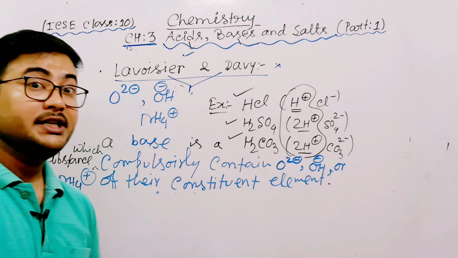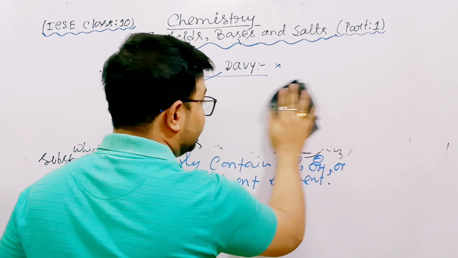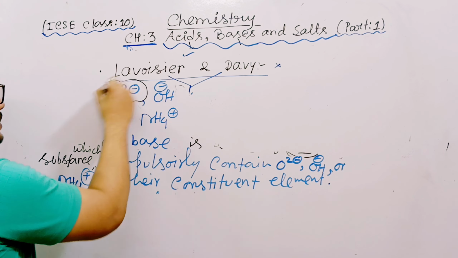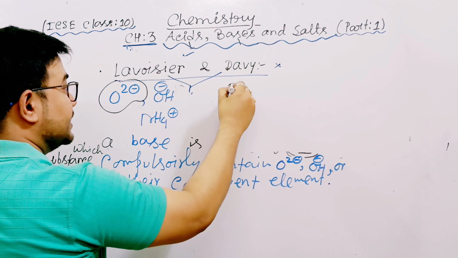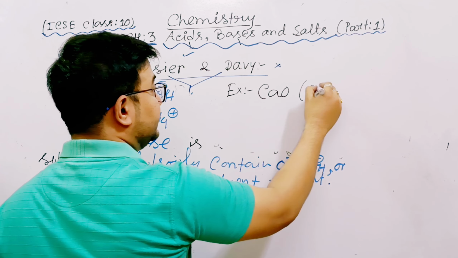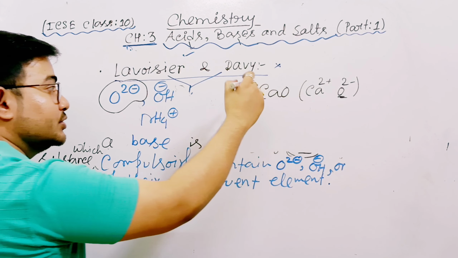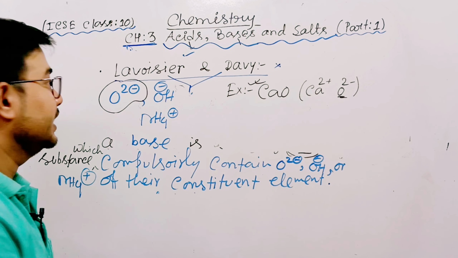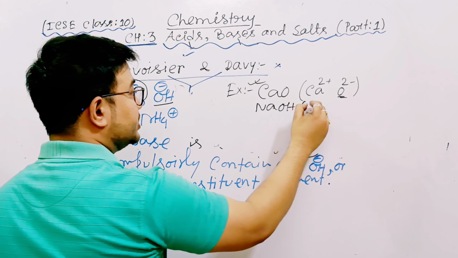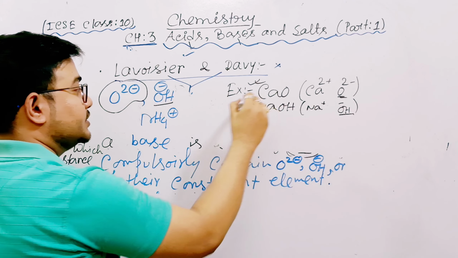Now the next point is example of base. So look at the board. According to the definition, base means first see oxide. Example is CaO. Why? See, Ca2 plus O2 minus. Oxide is there. So calcium oxide is a base. Now second is hydroxide. So NaOH, Na plus OH minus. Hydroxide is here, so it is also a base.